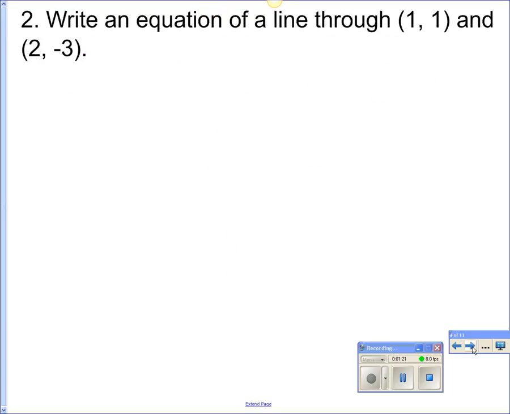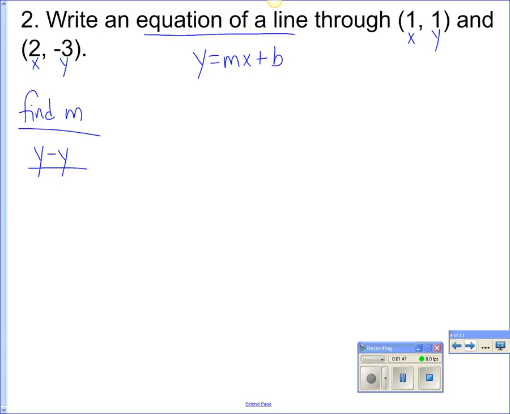Number 2, write an equation of a line through (1, 1) and (2, -3). Again, a review problem. I label it x and y, x and y. The equation of a line is y equals mx plus b. The problem is I don't know my m, so I can't work this one yet. So I have to find m. Well, to do that, I do y minus y over x minus x. So in this case, -3 minus 1 over 2 minus 1 gives me -4 over 1, which is -4. And that I'll label m because that's my slope.